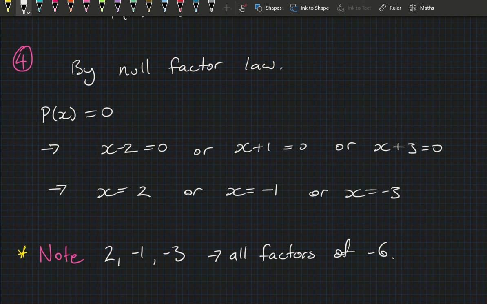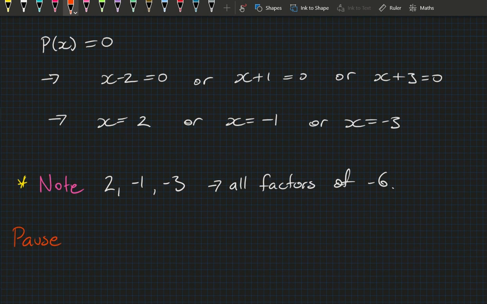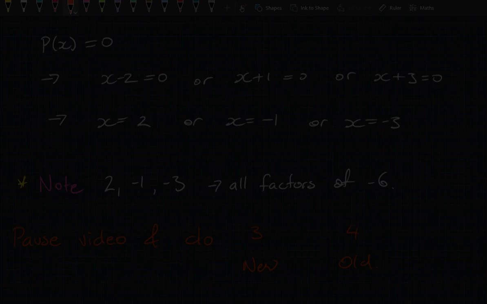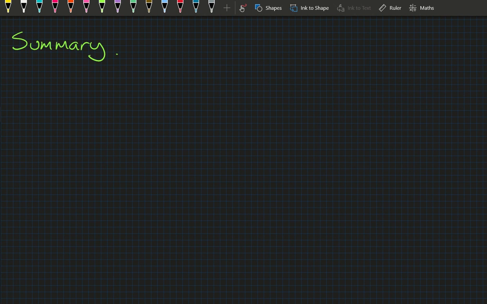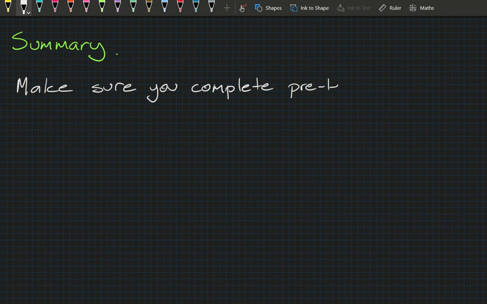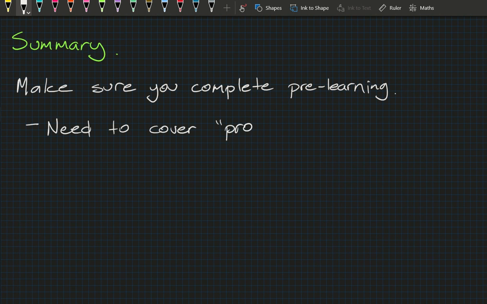So, pause that video now and do questions 3 in the new book, or if you have the old book, do question 4. And then when you come back, we'll summarize this lesson. Alright, you've probably heard this before from me, but please make sure that you complete your pre-learning thoroughly in this lesson. Not only do you need to be sure that you've mastered the key skills, there is some extra stuff that we really need to be covering in problem solving during class time.